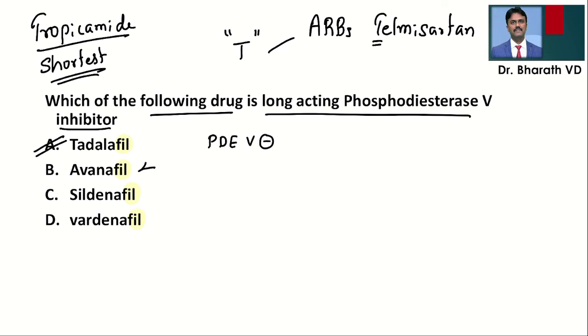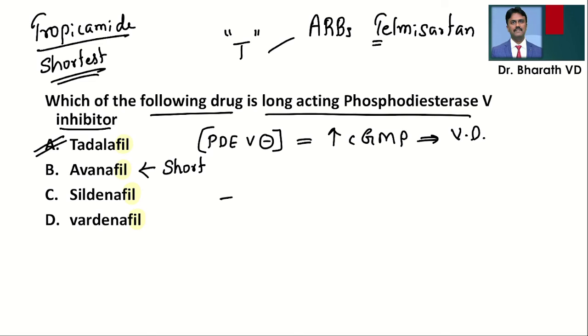And then what about avanafil? Among the fils, the shortest acting is avanafil. Now what happens when you inhibit phosphodiesterase 5? There is an increase in cyclic GMP, which will cause smooth muscle relaxation. In the blood vessel, they cause vasodilation.